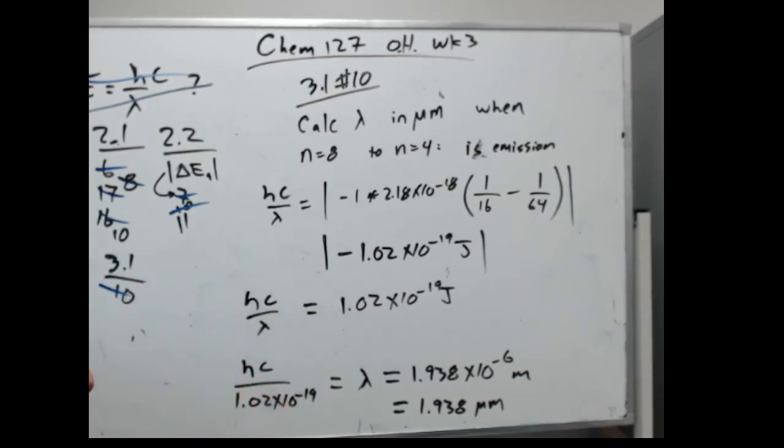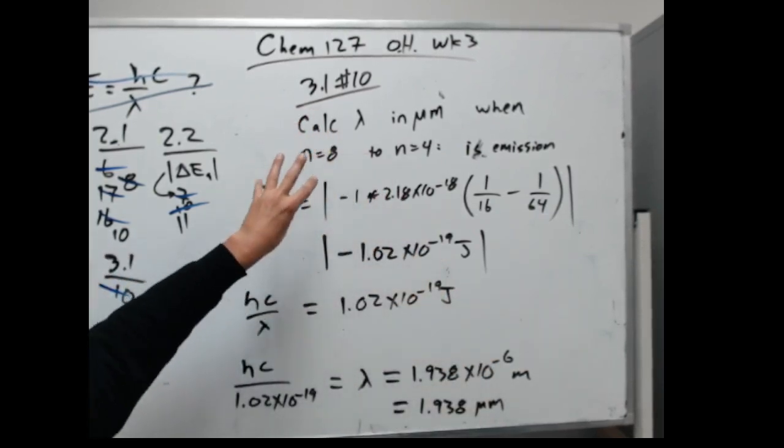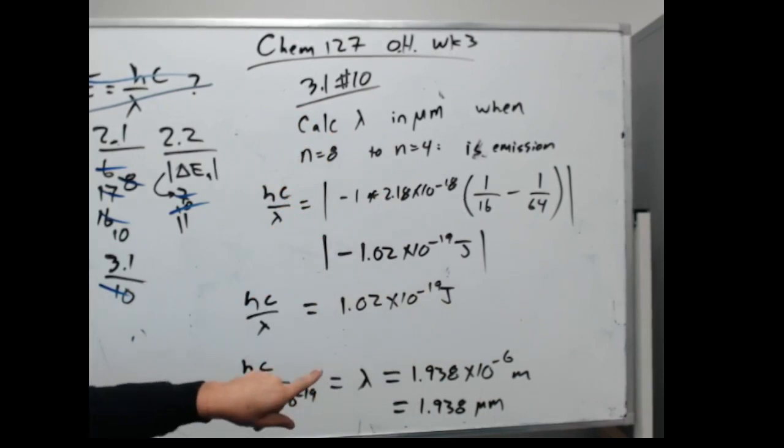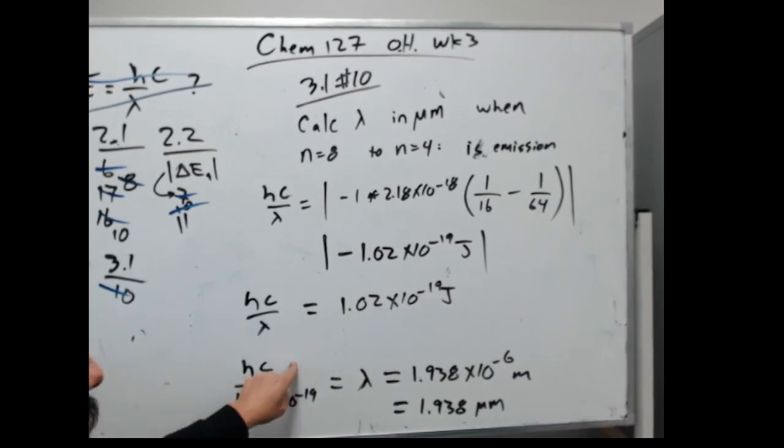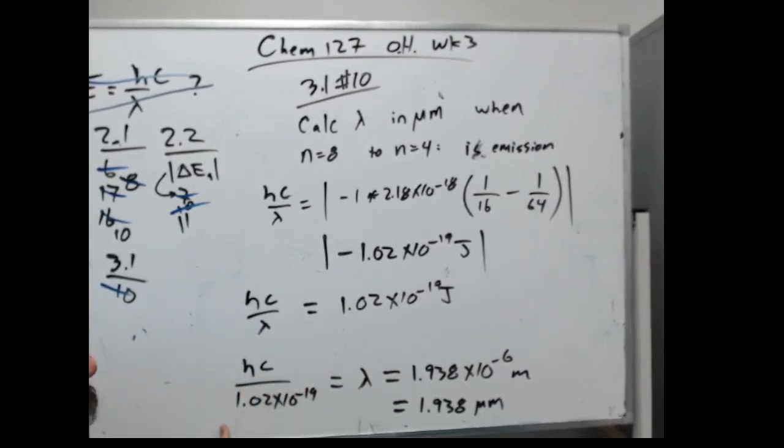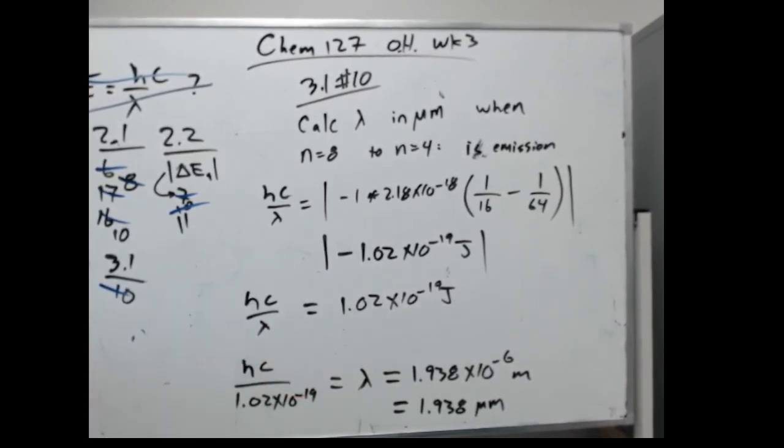Let's go back a little bit. Any questions on this one? How did you get 1.938 times 10 to the negative 6? I did HC over that. So I did 6.626 times 10 to the minus 34 times 2.99 times 10 to the 8th divided by 1.02 times 10 to the minus 19. Unless I messed it up in my calculator, but hopefully that was it.